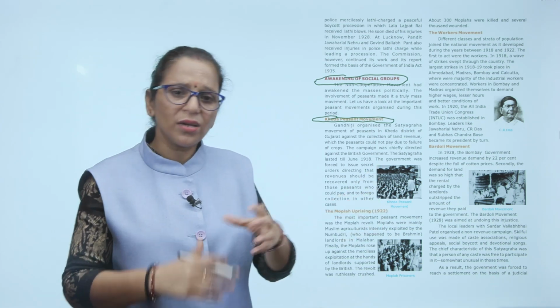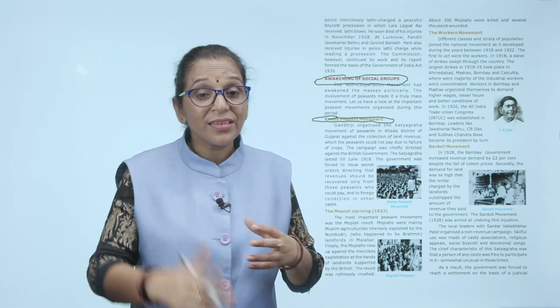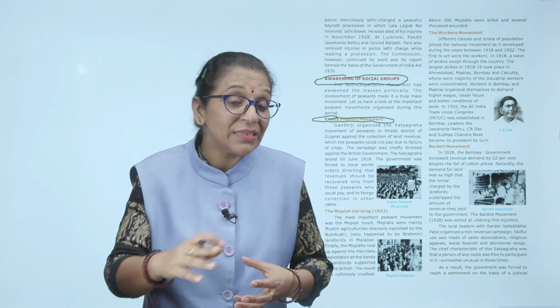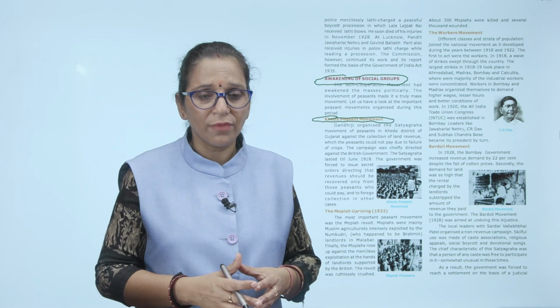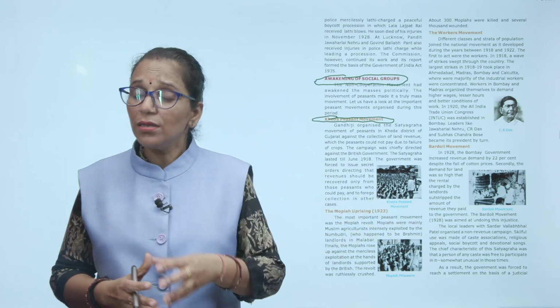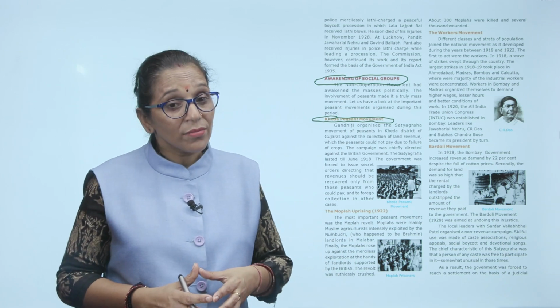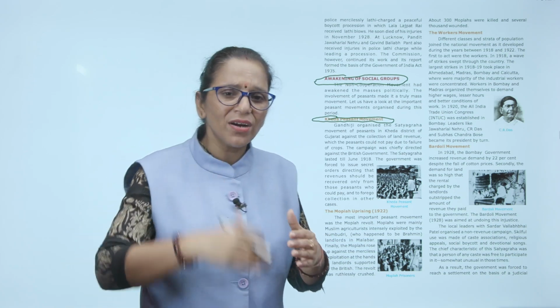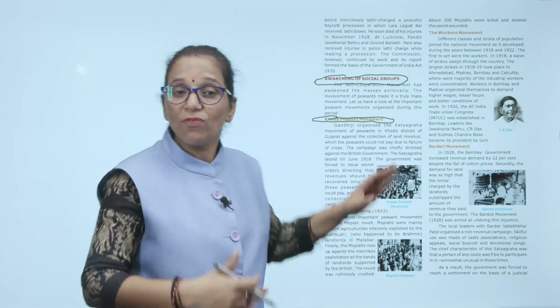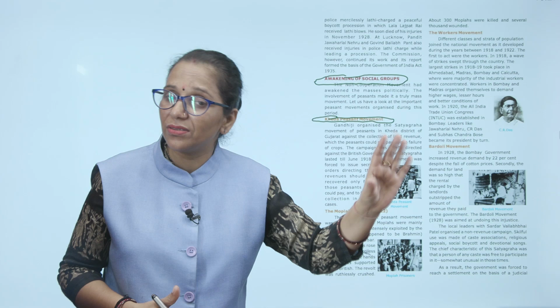What happened? Here the crop had failed and the Britishers were asking for high revenue, and our poor peasants were unable to pay those high revenues. How can they pay the revenue when the crop is not there? So land revenue was very high. So Gandhiji there organized the peasants and organized the Kheda Satyagraha against this high revenue collection. The Satyagraha lasted till June 1918, and then the government was forced to issue a secret order directing that revenue should be recovered only from those peasants who could pay. So this was the effect of the Kheda Satyagraha or Kheda peasant movement.